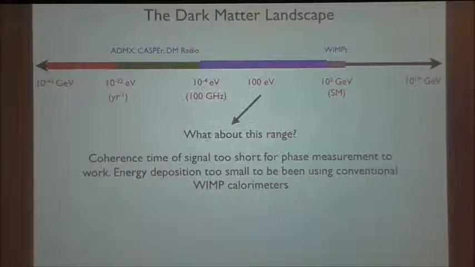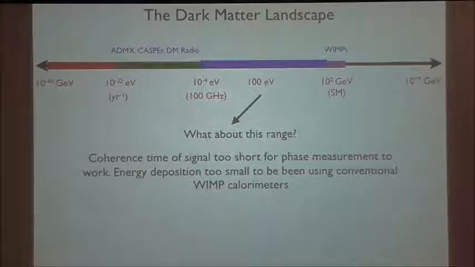So let's see how we can actually do that story here. Can we cover dark matter mass in this region, 10 to the minus 4 eV to below a GeV? The problem here is that the coherence time of the signal is too short to use all these techniques on this side, and the energy deposited is too small to typically use conventional WIMP ideas. There are many interesting ideas out here. I by no means claim that I'm going to cover all of this. I'm just exploring some part of the territory in this region, closer to over here, 10 to the minus 4 eV.